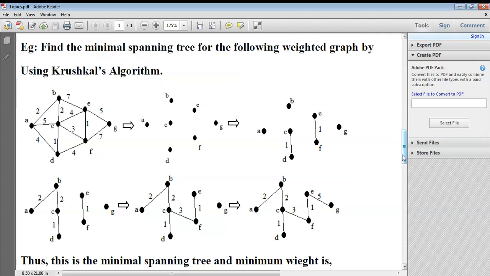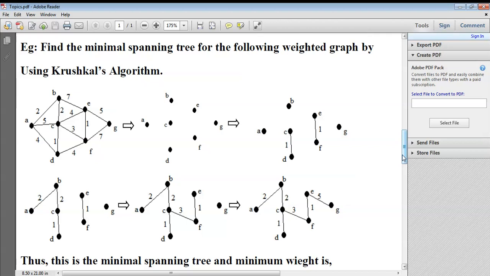First I have taken edge with weight 1, then in the next step I have taken edge with weight 2. Okay, so I have shown AB and BC. Then I have taken edge CF with weight 3. Okay, so in the process it should not contain any cycles. Then if I have taken edge CE, then it will be a cycle. So I have not taken edge CE, and the final graph is shown in the last figure.